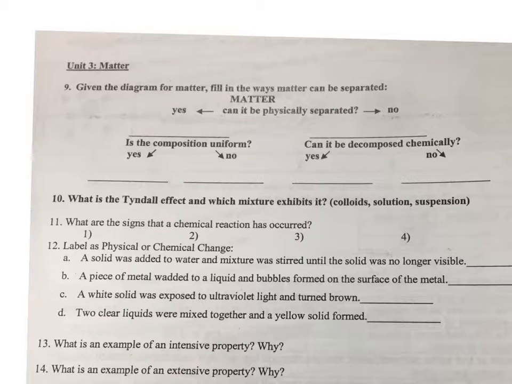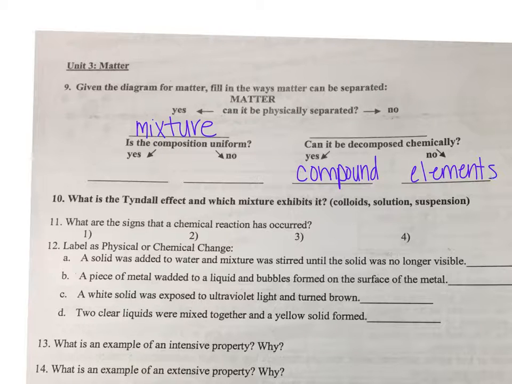All right, so given the diagram for matter, fill in how it can be separated. So if it can be physically separated, what do we call that? Mixture. Good. If it cannot be physically separated, what is that called? So it's like water. No, so that's down here. What is? Give everybody a chance. Okay, compounds and elements are called this. Something solution. No, something substance. Pure substance. Yeah.